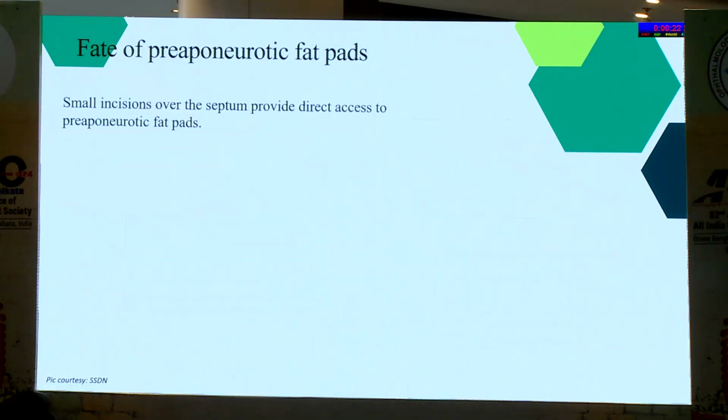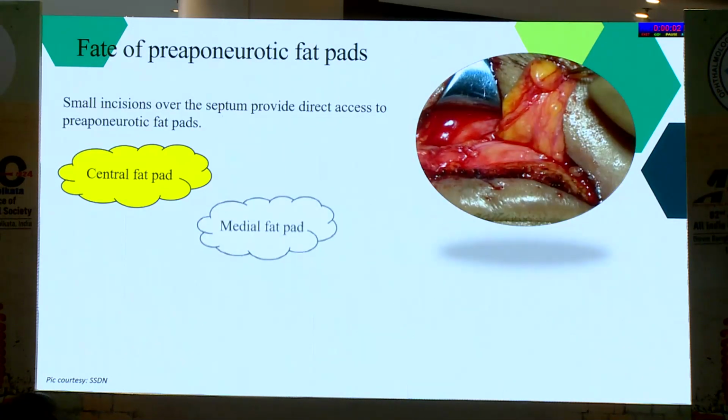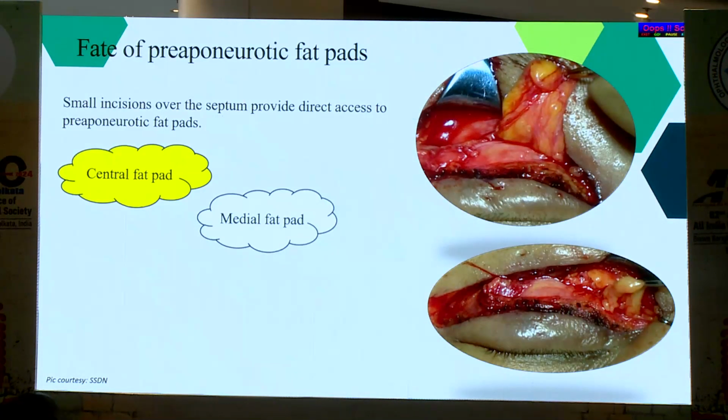So, small incisions over the septum will allow you direct access to the pre-aponeurotic fat pad. For the upper lid blepharoplasty, we can always ask the patient to close their eyes and push from the lower eyelid. That way the fat can be pronounced and can prolapse once the incision is given in the septum. So the central fat pad, as you can see, is visible. There is a medial fat pad.